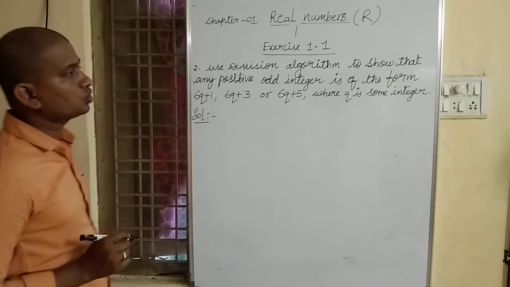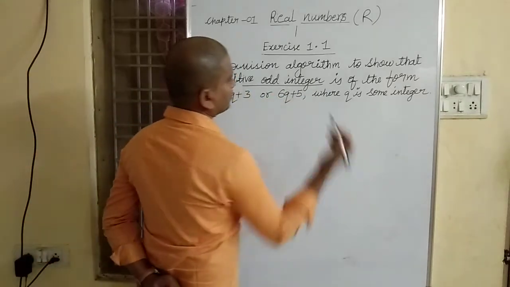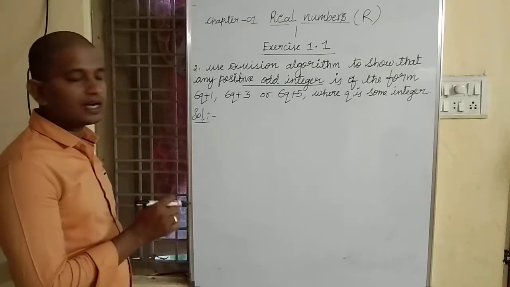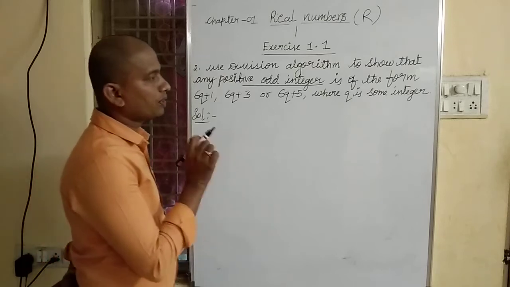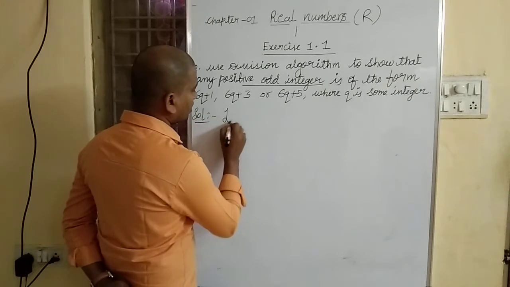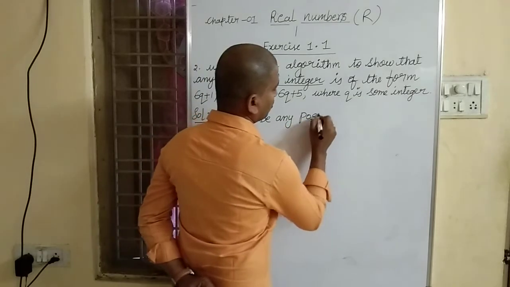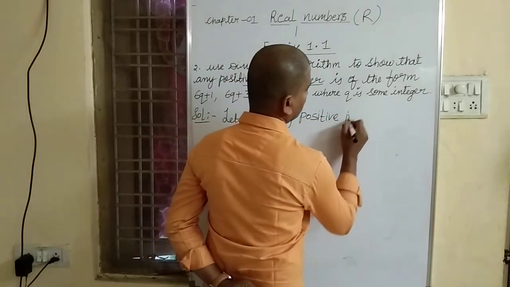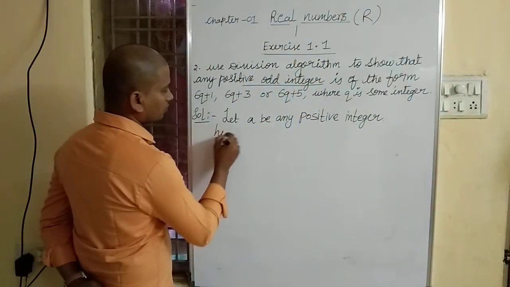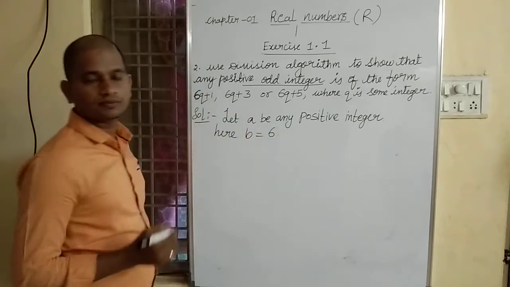Solution: use division algorithm to show that any positive odd integer is of the form 6q plus 1 or 6q plus 3 or 6q plus 5, where q is some integer. Okay, let a be any positive integer. Here b equal to how much? Our b value is 6.